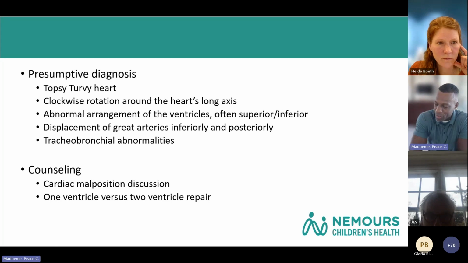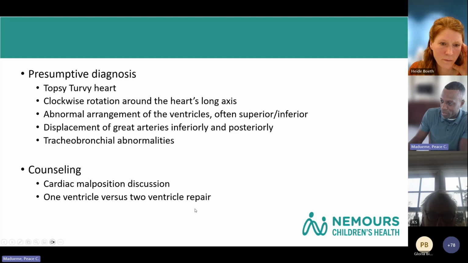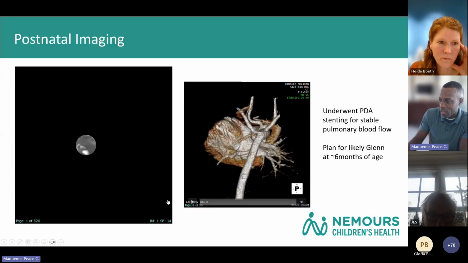Just from the standpoint of the malposition, the surgeons can only really do good surgeries if they have good access, and it's really unclear how well they're going to be able to access this heart from sternotomy. And so the discussion of 1 ventricle versus 2 ventricle repair as it relates to surgical access is still in question, but it allowed for appropriate counseling of the family.